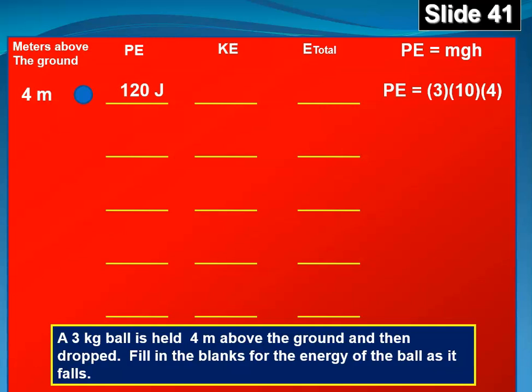Now, because it has no velocity, it means it has no kinetic energy at this point. You're still holding on to the ball. So kinetic energy, oops, I'm sorry. Actually, this is going to go down. So we're going to figure out all the potential energies first.